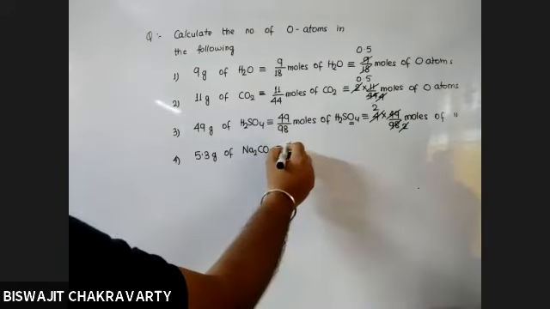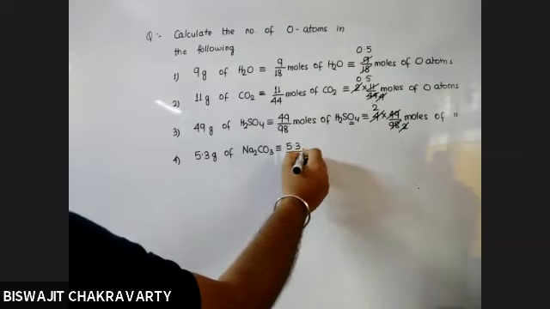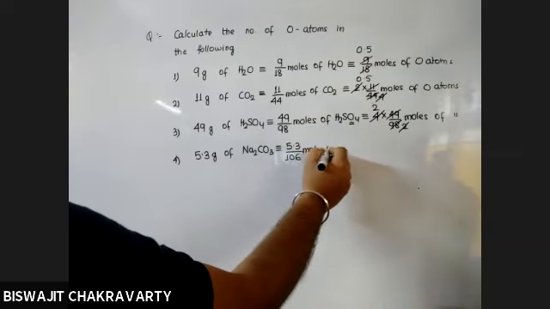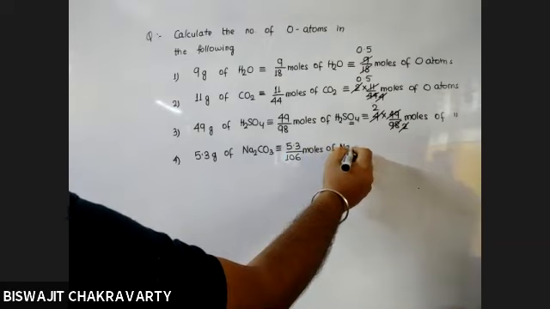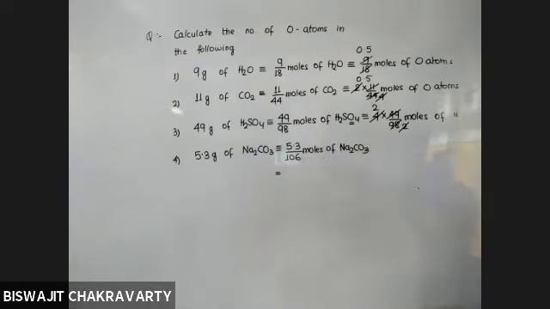What are you dividing 5.3 by? 106. Yes, sir. And what are you multiplying by to get the atoms of oxygen? Sir, 3.